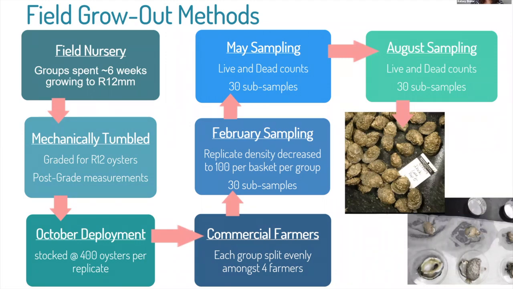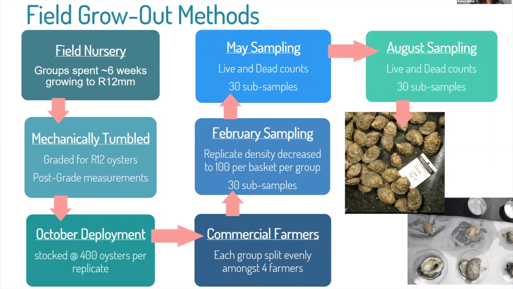They were combined, so each group, like the early group, was combined all together to be able to make up these 400 oysters per replicate. And the leftover oysters from each of the 3 groups were split among 4 commercial farmers evenly so that we could see how the different groups performed at their different farm sites using different techniques.